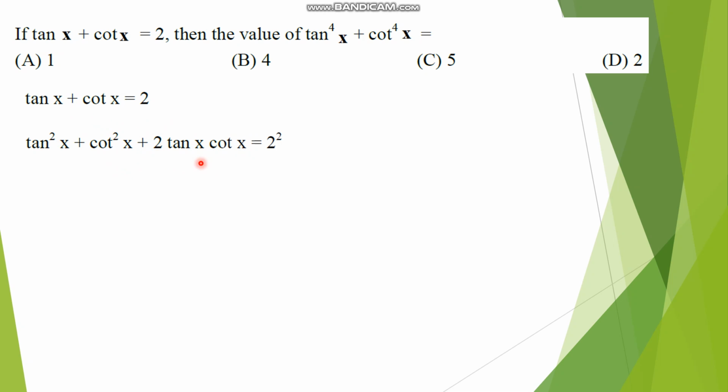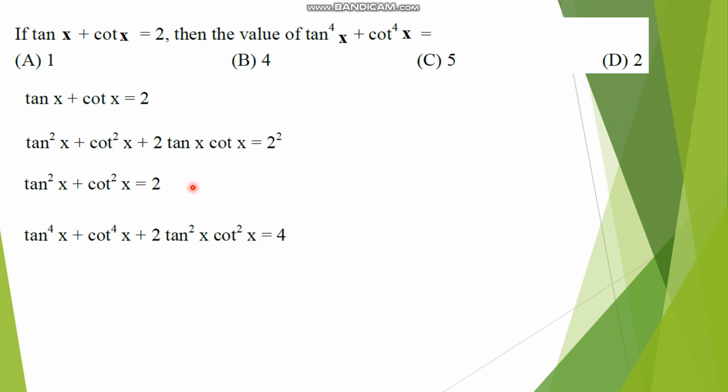You may be wondering where this term came from. We are squaring the whole term, so it is tan x plus cot x whole square. Remember the formula of a plus b whole square, which is a square plus b square plus 2ab. So it is 2 tan x cot x. 2 square is actually 4. Now we know that tan and cot are reciprocal, so they will get cancelled. So tan square x plus cot square x will be 2 square, which is 4, minus 2, that's 2.